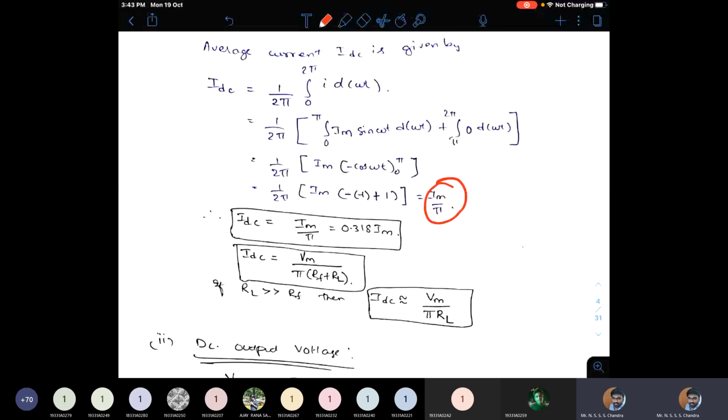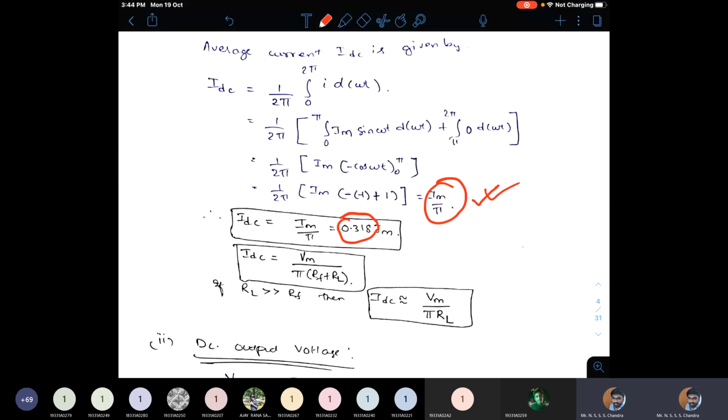You should remember this, because in most objective questions, sometimes you will be appearing for general or transfer exams where you will not be allowed to use any calculator. For every question only 1 minute will be given, so you will not have enough time to do this entire integration. So always remember that for a half-wave rectifier, your DC current is Im by pi, your DC voltage is Vm by pi. Even the decimal values are sometimes important: it is 0.318 Im.